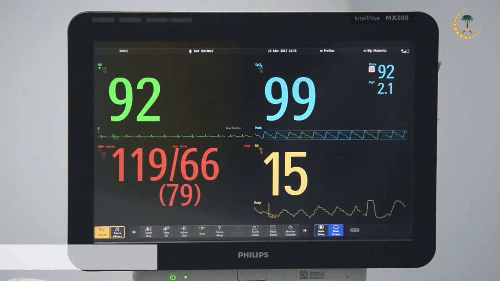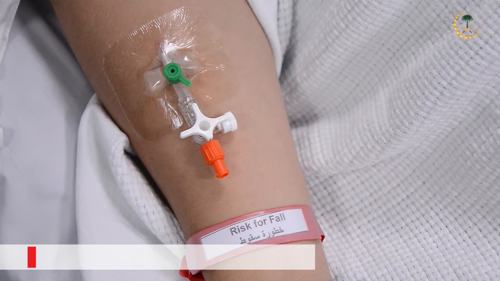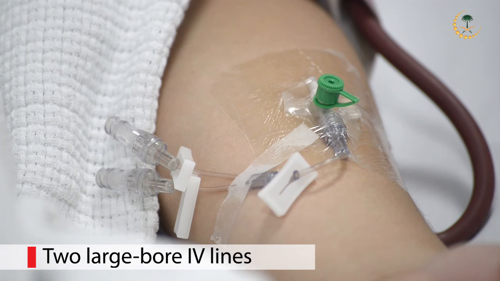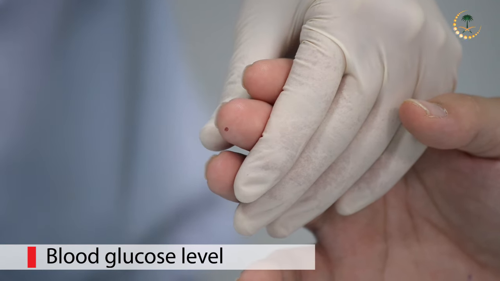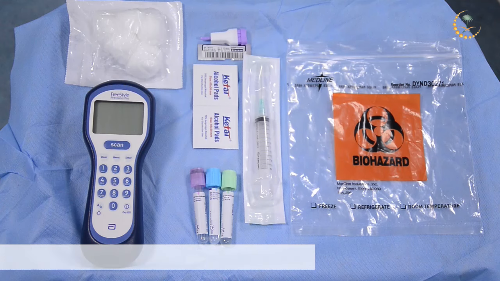The nursing staff assess the vital signs, secure 2 large bore IV lines, measure the blood glucose level, and draw the lab work.